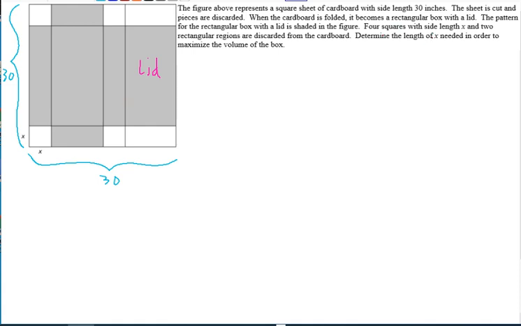4 squares with a side length x. So all of these 4 have a side length of x. And 2 rectangular regions, these are the 2 rectangles, are discarded from the cardboard. And we want to determine the length of x needed in order to maximize the volume. So that's what we want to maximize, the volume. So in general, the volume of a box is length times width times height. But because of the way this is labeled here, we can get all of those in terms of just x.